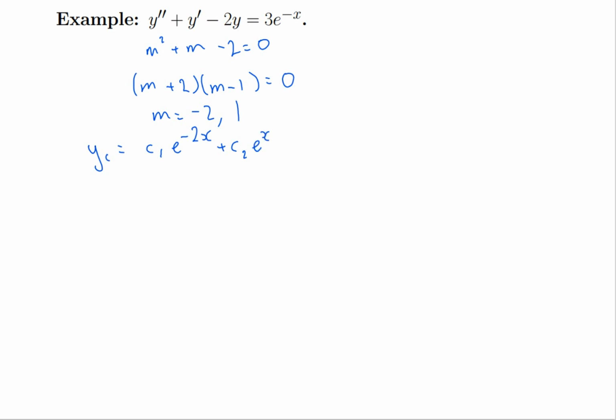Right hand side is an exponential. So for the particular solution, I just guess y is some constant times the same exponential. So a e to the minus x. y prime is going to be negative a e to the minus x from the chain rule. y double prime is a e to the negative x. So once again, I think I've probably said this already, but you may well need to brush up your calculus, differentiation, and integration, because that's going to be your bread and butter when you use these techniques of solving differential equations.